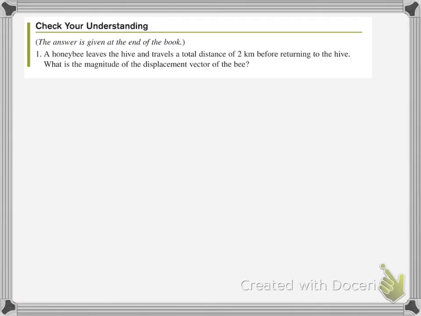Okay, so here in one of our check your understanding problems, we have the problem that a honeybee leaves the hive and travels a total distance of 2 kilometers before returning to the hive. What is the magnitude of the displacement vector of the bee? So in order to do this, we have to use the standard equation of displacement. So that's going to be our change in x equals our final minus our initial.